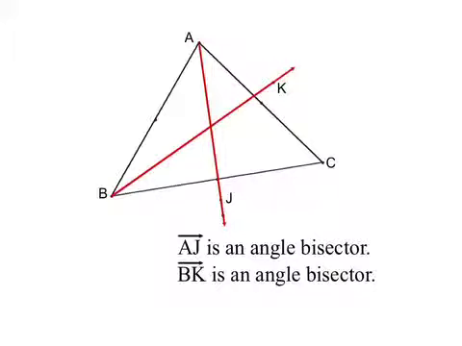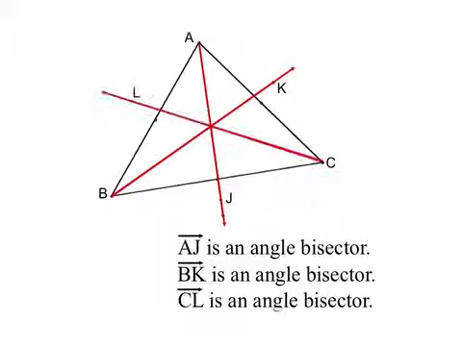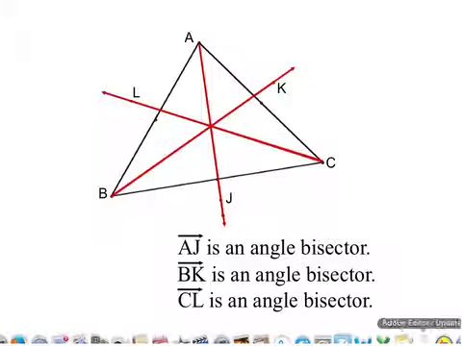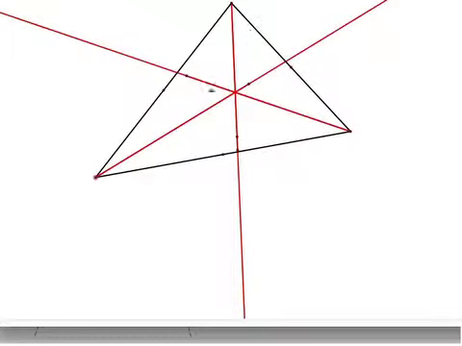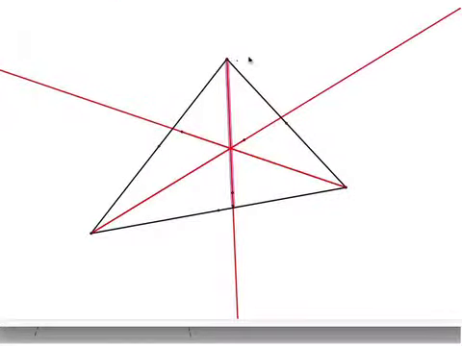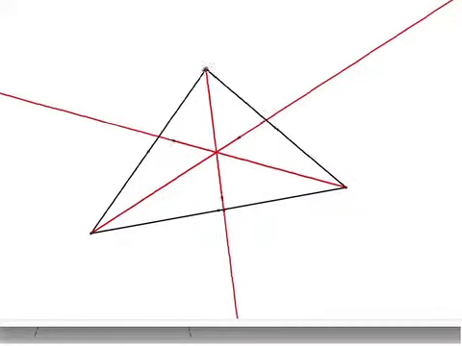Ray BK is the bisector of angle B. And ray CL is the bisector of angle C. And notice, once again, all three of our angle bisectors have all come together in a point of concurrence. And once again, we're going to move the vertices around to see if that's consistent for all triangles. Here's our angle bisectors. We'll pull this vertex down, get it right in the center of our frame.